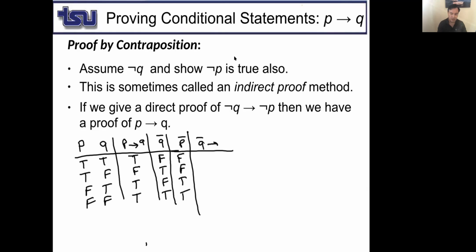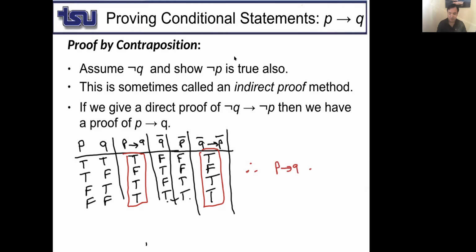And not q implies not p will be between this column and this column. If the premise is false, the conclusion is false, not q implies not p will be true. If the premise is true, the conclusion is false, the conditional statement will be what? False. If the premise is false, the conclusion is true, then the conditional statement is true, and true, true is true. Now, when you look here and here, as you see, they have exactly the same truth values. Therefore, we say what? P implies q is logically equivalent to not q implies not p.